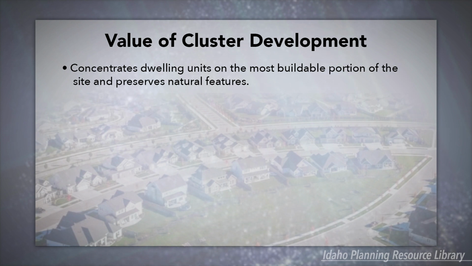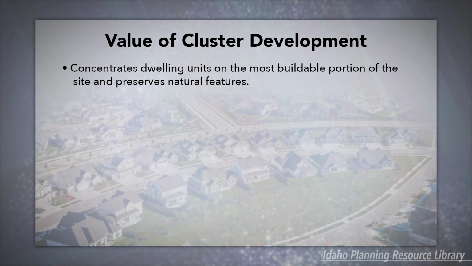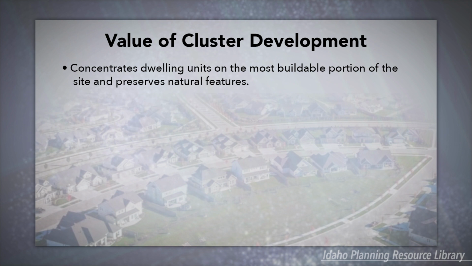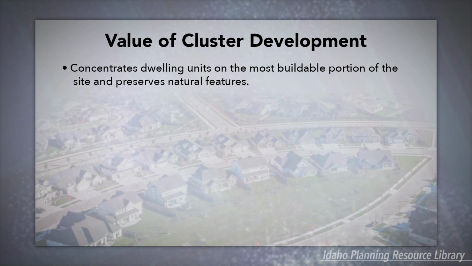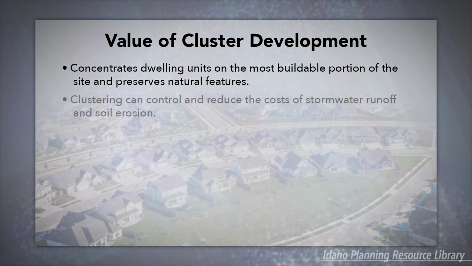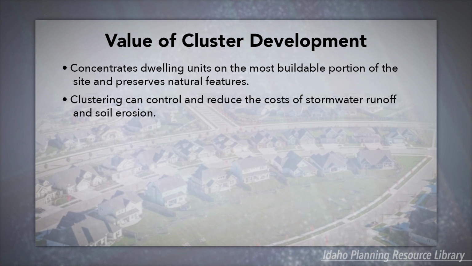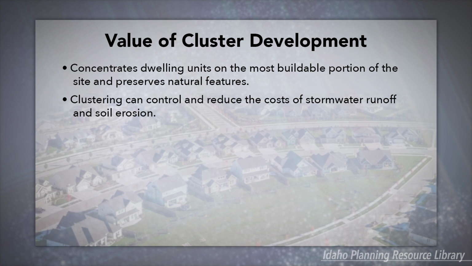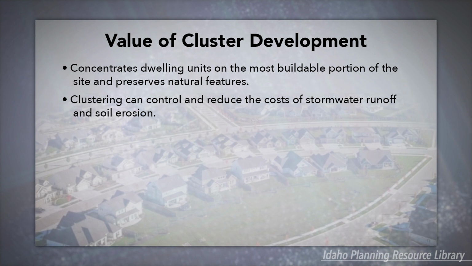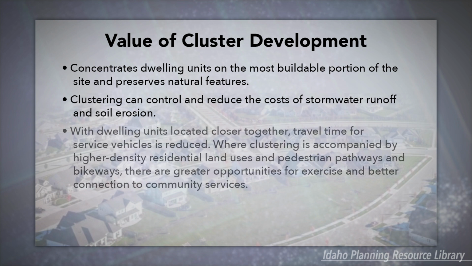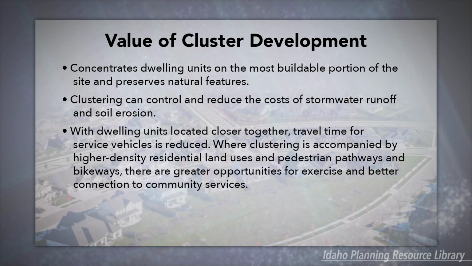on the most buildable portion of the site and preserves natural drainage systems, vegetation, open space, and other significant natural features. Clustering can control and reduce the costs of stormwater runoff and soil erosion. The common areas can function as a trap for nutrients dissolved or suspended in stormwater runoff. With dwelling units located closer together, travel time for service vehicles is reduced.